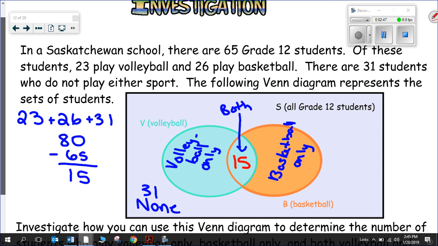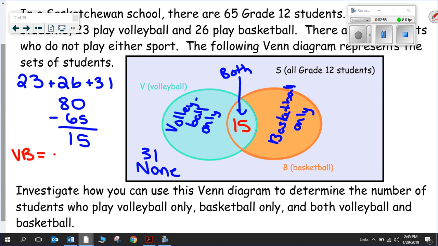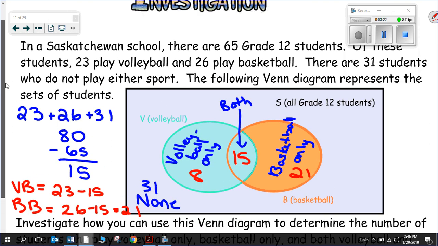Then if I wanted to figure out the volleyball only, I would have to take the 23 that play volleyball and subtract off 15 and get 8. And to find my basketball only, I would have to take the 26 and subtract 15 and get 21. Now if I add those all up, 31 and 21 and 15 and 8, I would get my 65 grade 12 students. So that is what we're doing in this lesson, just analyzing different Venn diagrams.